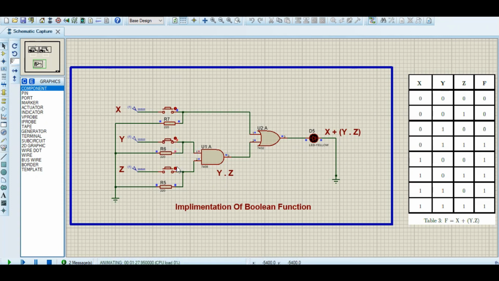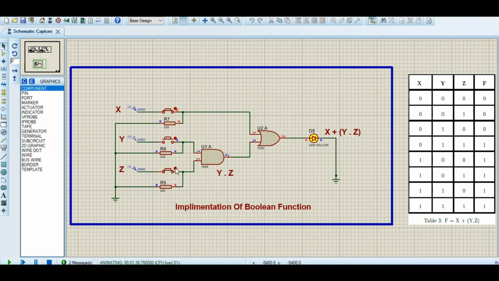But if I close both y and z, the output is 1. I close y and z, my x is open, output is 1. So my LED is glowing. So if I open these two and close the x, my output is 1. So if x is closed and z is closed, the output is still 1.